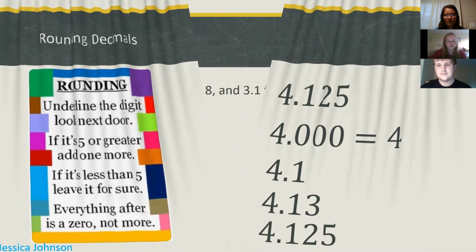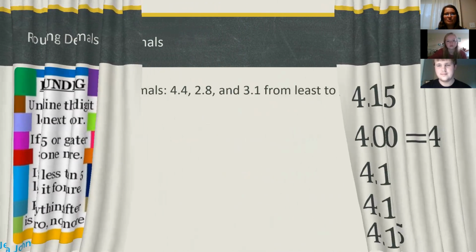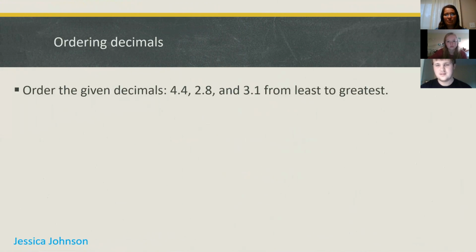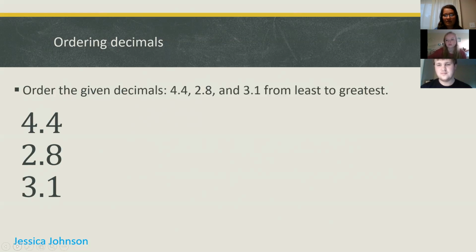Now then, let's look at ordering decimals. Let's order the decimals 4.4, 2.8, and 3.1 from least to greatest. A little trick you can use to order decimals is you can stack them, so you can better understand the value of the decimals. Like this. For our decimals, they all have the same value.